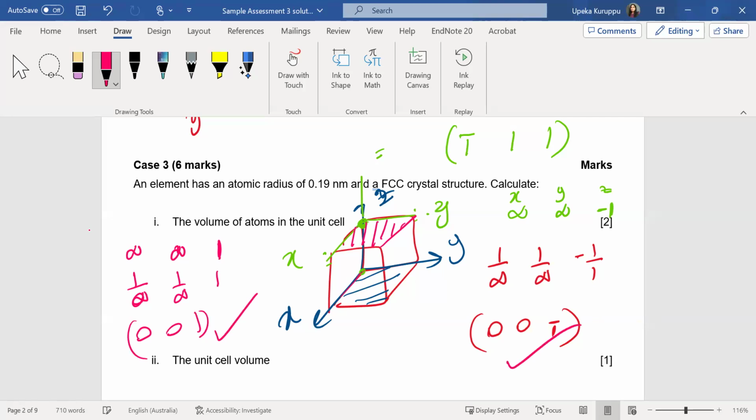So you have to first check where the origin is when you are dealing with planes. The origin should not be on the plane, okay? All good? Any question?